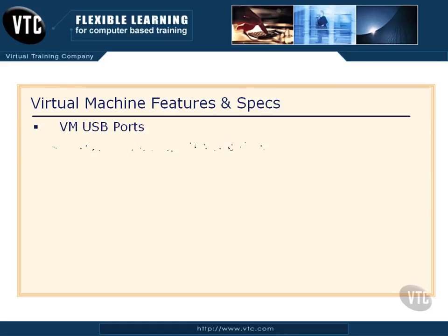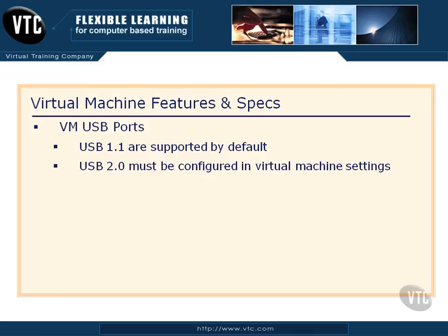Then we're talking about USB ports. USB 1.1 version ports are supported by default. So if I create a virtual machine using VMware Workstation, USB 1.1 is happening. I don't have to worry about it. If I want 2.0, I'll have to go configure it in the virtual machine settings. Okay, so you have to kind of go turn that on to get USB 2.0 to get the upgraded speed and so forth.